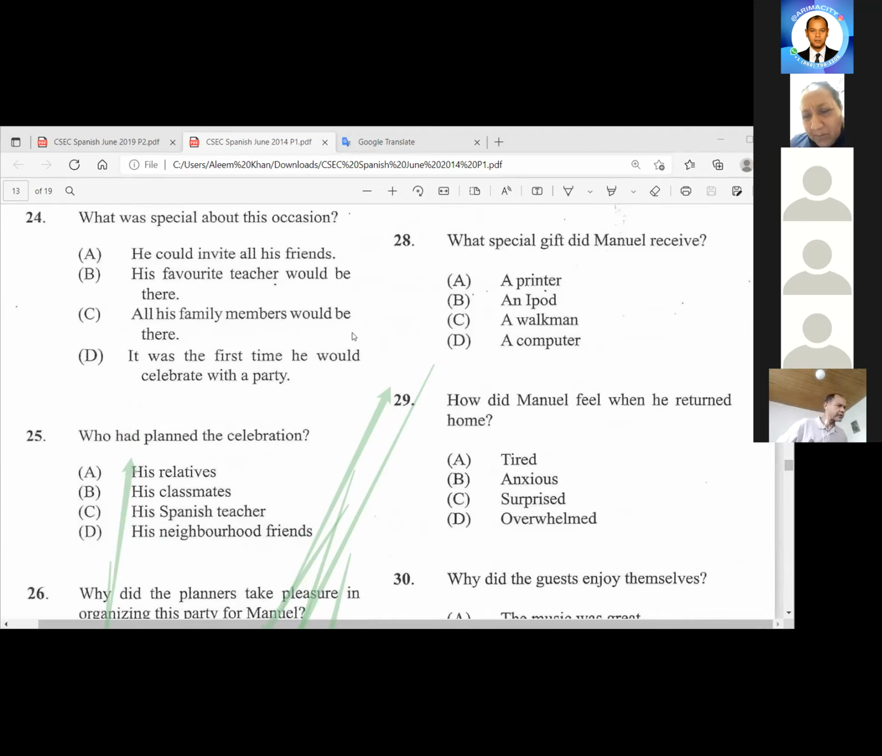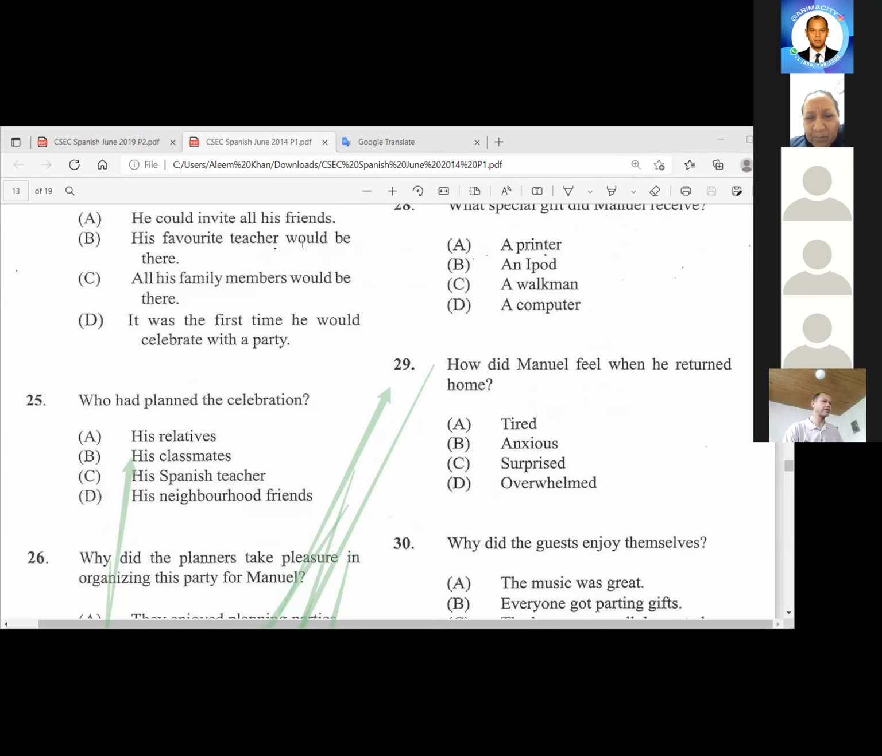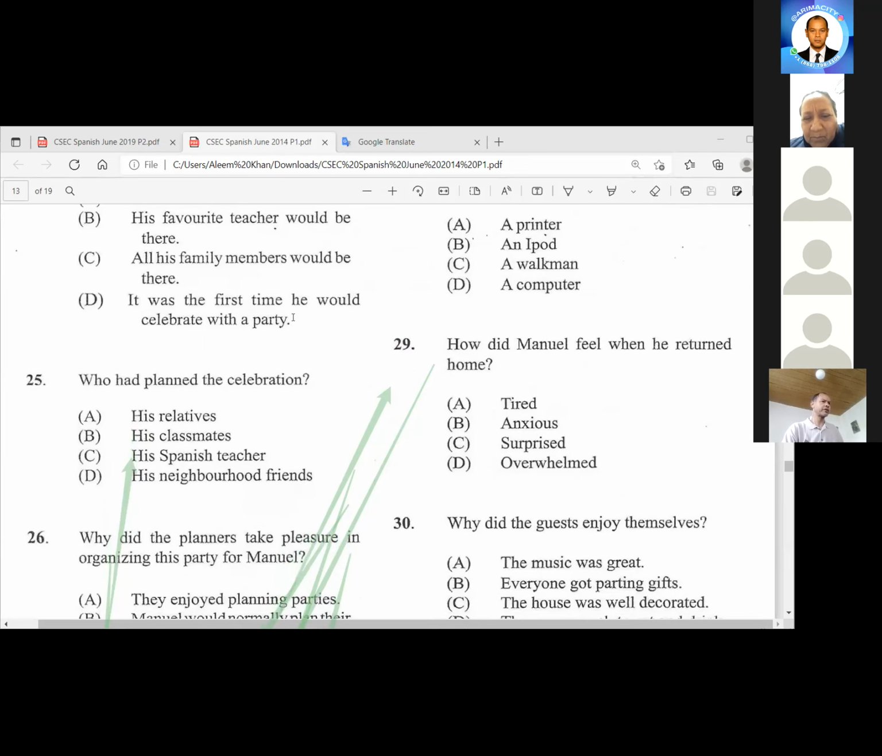Up next is Malika. What was special about this occasion? So you understand the instruction, Malika? I will say a sentence in Spanish and very easy, you respond in English. You pick the right answer, right? What was special about this occasion? The options are: he could invite all his friends; his favorite teacher would be there; all his family members would be there; it was the first time he would celebrate with a party. Okay.